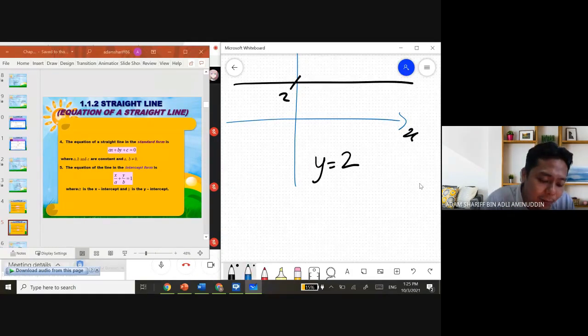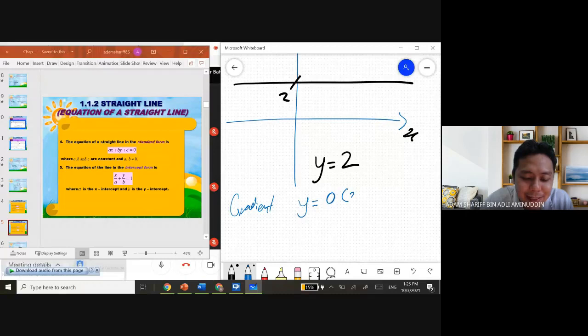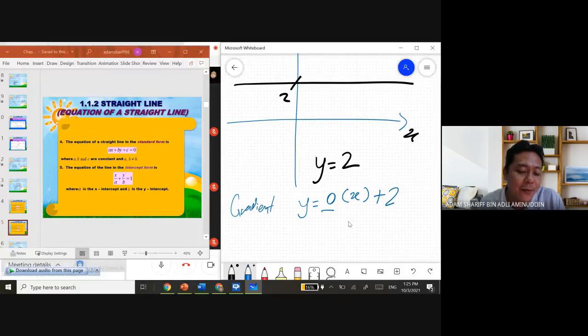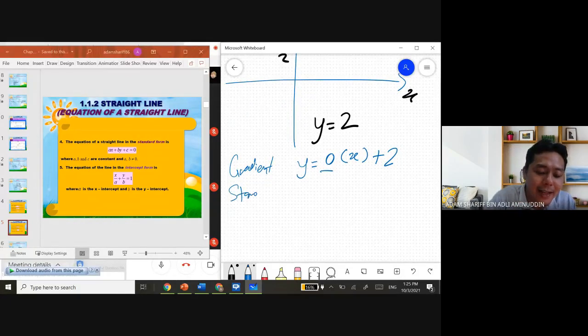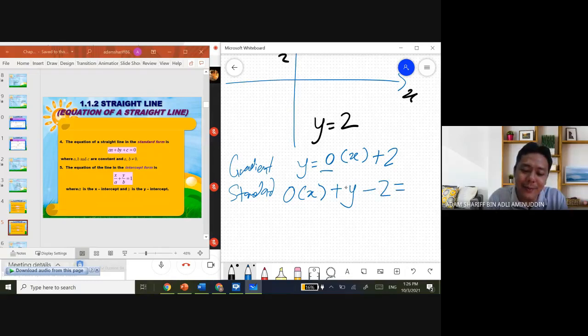Dalam gradient form, dia jadi y sama dengan 0x tambah c, which is 2. The gradient is 0, right? In terms of a standard form, where it normalizes this thing, dia akan jadi 0 times x plus y minus 2 sama dengan 0. Nampak A boleh jadi 0 kat sini. B equals to 1 and C is negative 2. The one thing that I disagree with this slide is that, I don't agree with the person who did this slide. A can be 0 actually.